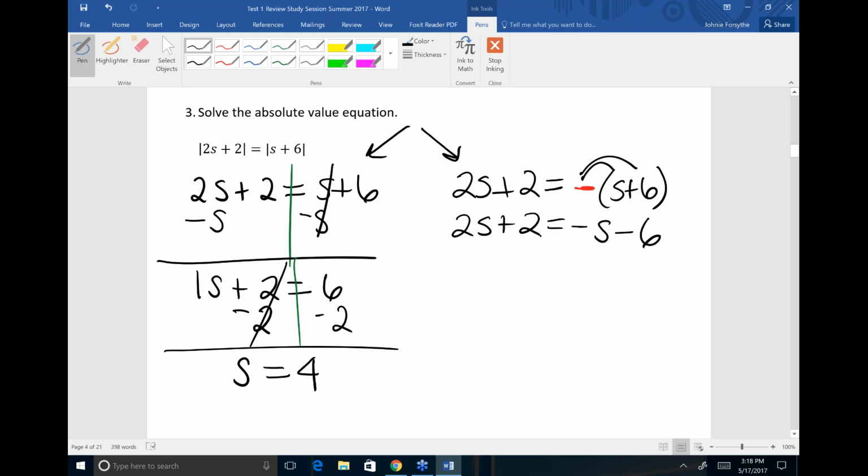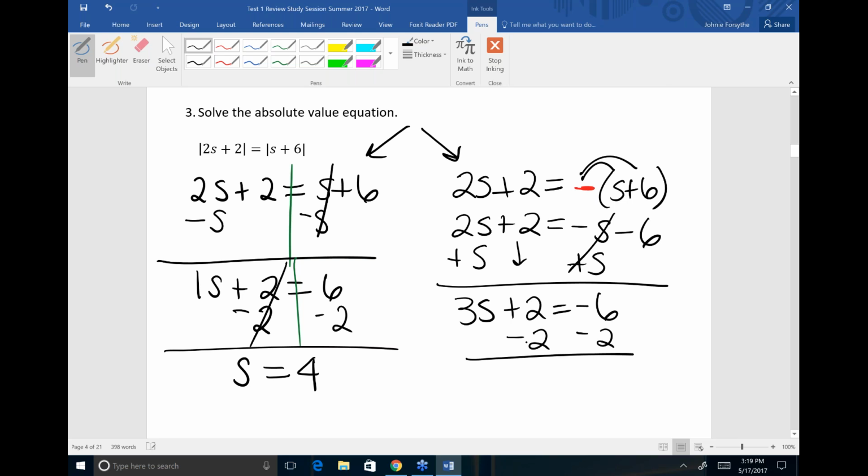And I'm going to rewrite the left-hand side. So now, same thing. I want to move my s terms to one side, my constants to the other side. So I'm going to add s to both sides. 2s plus s is 3s. Bring down that plus 2 equals negative 6. Then I'm going to subtract 2 from both sides. 3s equals negative 6 minus 2 is negative 8. Then I'm going to divide by 3 to get s by itself. So s equals negative 8 over 3.